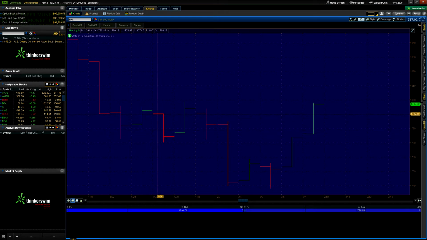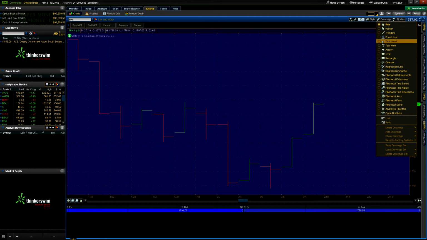Now it's the opposite for bearish candlesticks or bearish bars. We can see that if it's red, it means it's bearish and the price went down over the day. So it opened at a high price, closed here at a lower price, which is why it's a bearish bar. The highest price is here and the lowest price is here again.